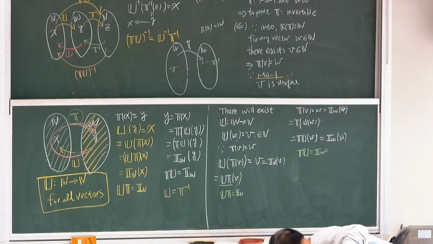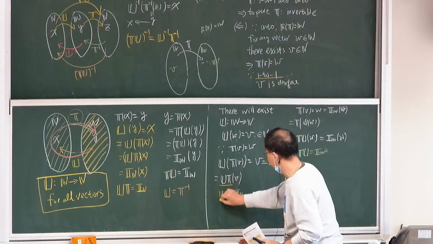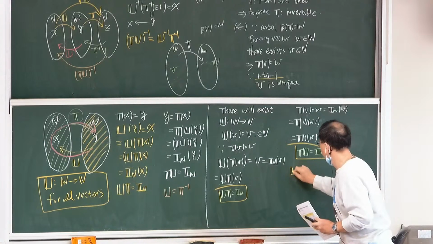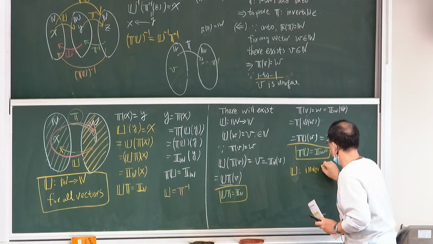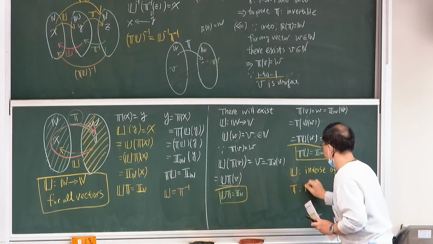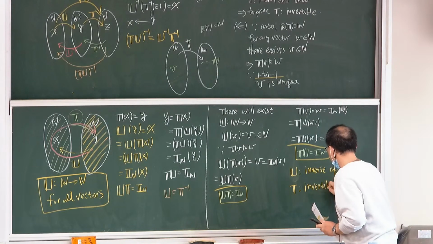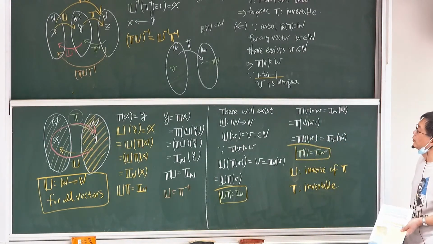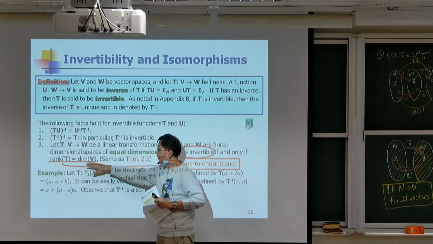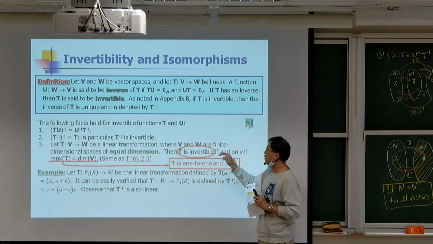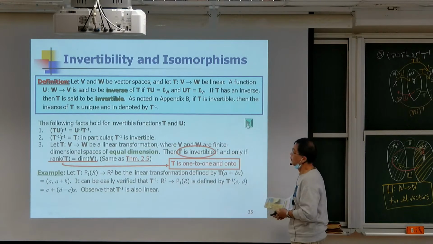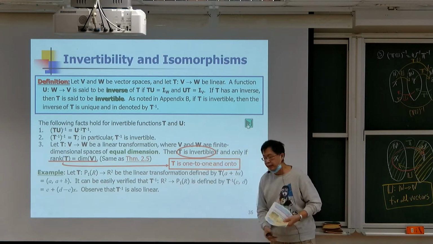So from these two results, we can claim that U is the inverse transformation of T. So T is invertible. So we prove the reverse way: if rank T equals dimension V, which means that T is 1 to 1 and onto, then T is invertible. So we have already proved the 5 facts.